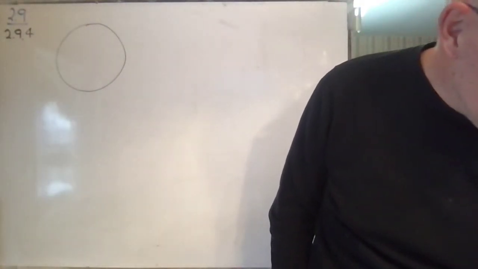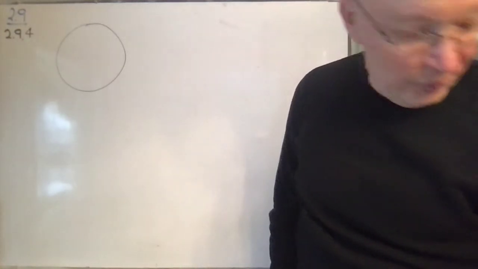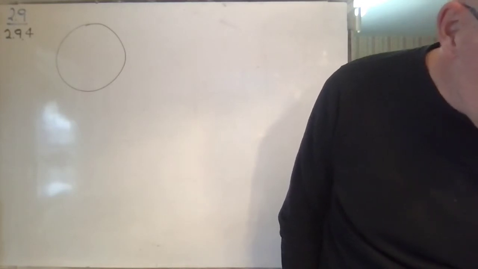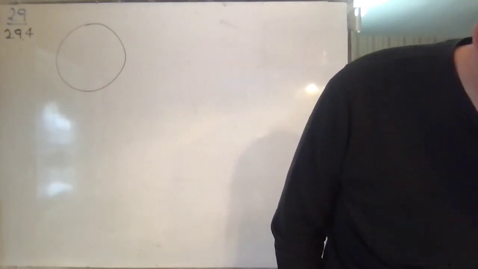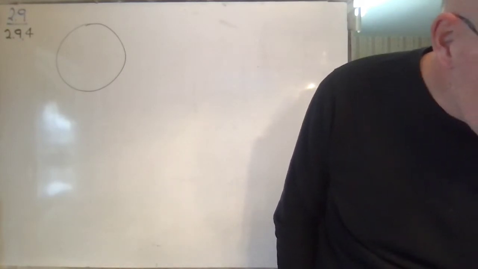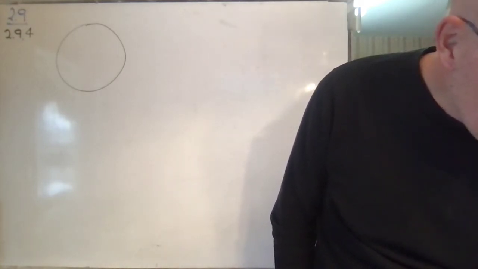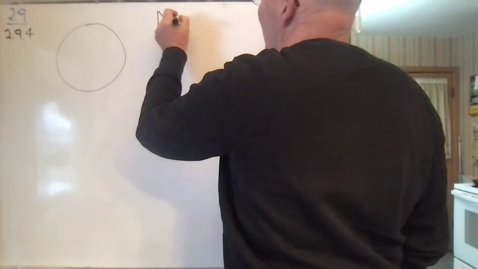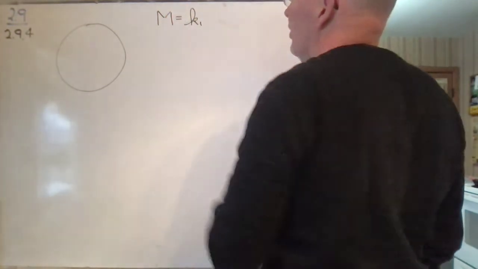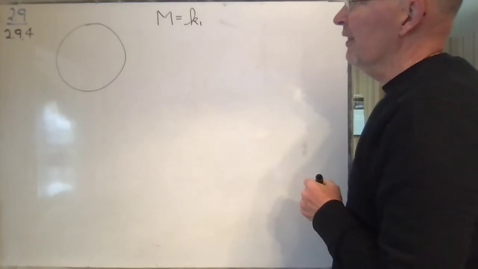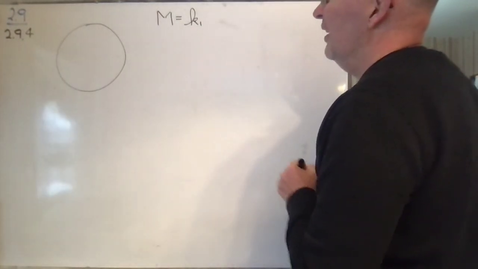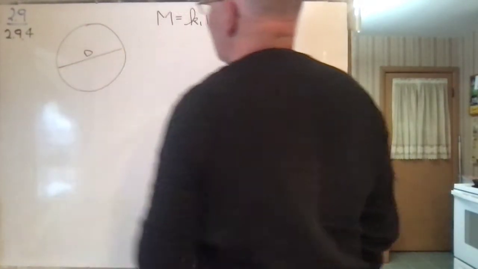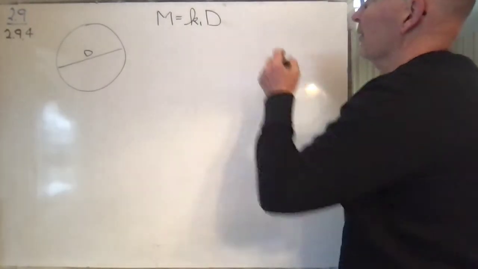The shape of the city is roughly circular. So we're assuming that, and we're also assuming that the maximum travel time is proportional to the diameter of the city. If we let m stand for the maximum travel time, the maximum travel time is proportional, let's put a k there. I'm going to have lots of proportionality constants, so let's use k1, to the diameter of the city. So let's let d be the length of the diameter. So there's d right there, and m is the maximum travel time.